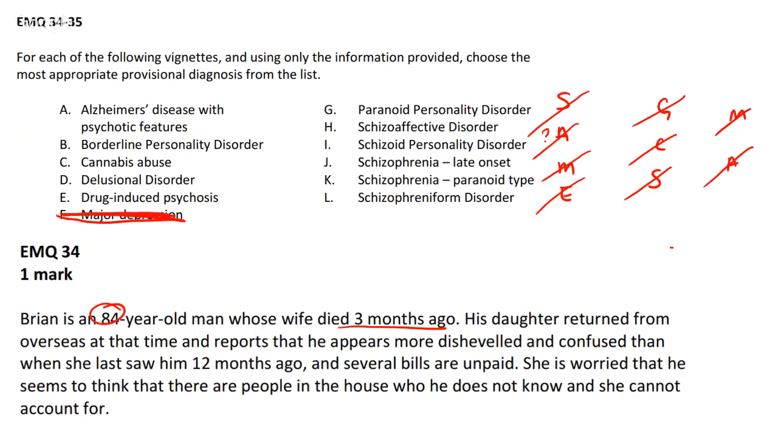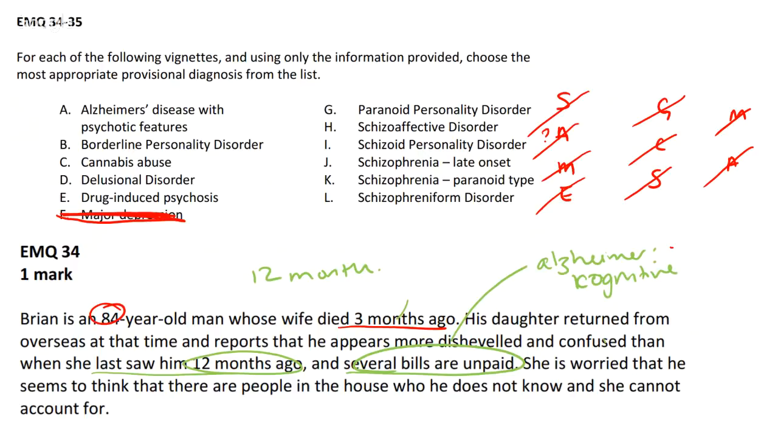Her daughter saw him at least 12 months ago, which means that within the 12-month period he's been deteriorating, or at the very least the same. He's left several bills unpaid, which is classical of Alzheimer's, because you have some sort of cognitive decline. When his wife was alive, she was probably masking a lot of these symptoms. She was probably cooking for him, paying the bills, helping him get dressed. After she died, that is why he's currently decompensated.